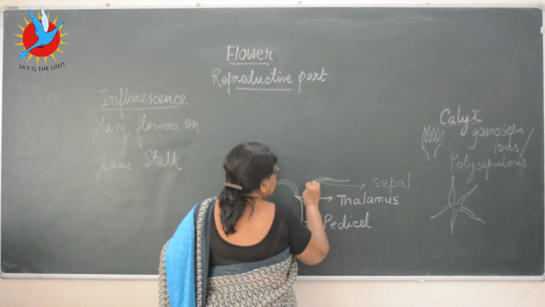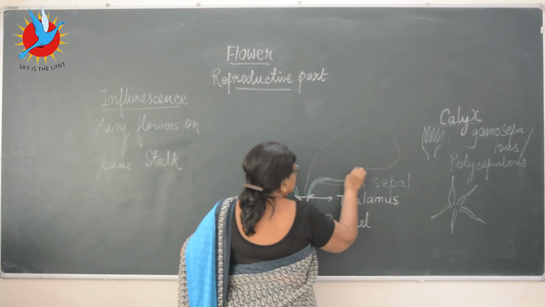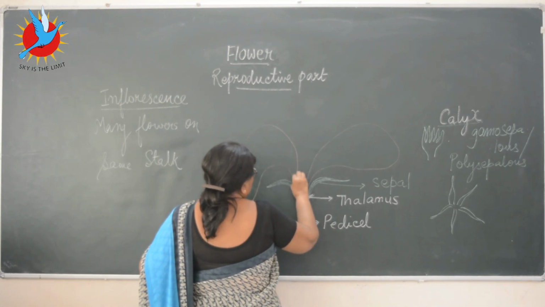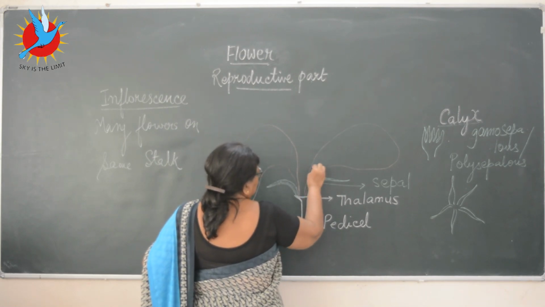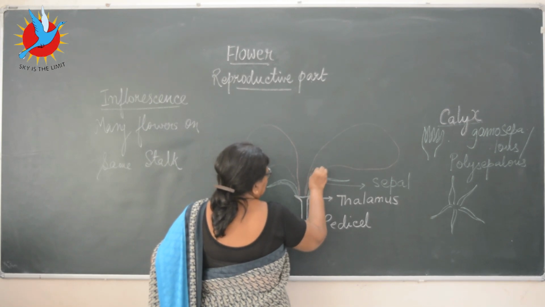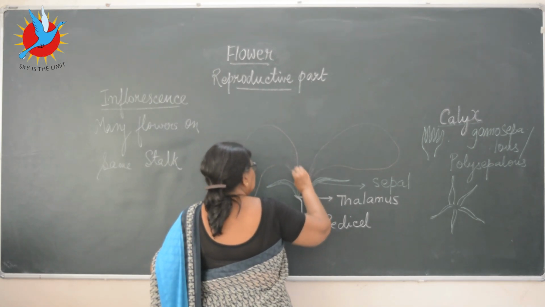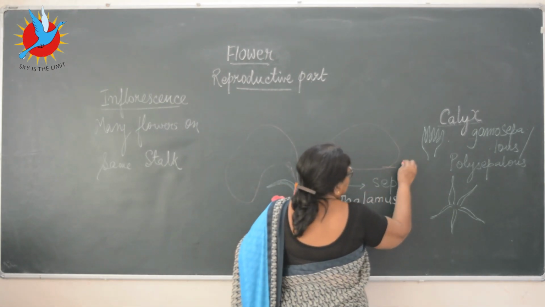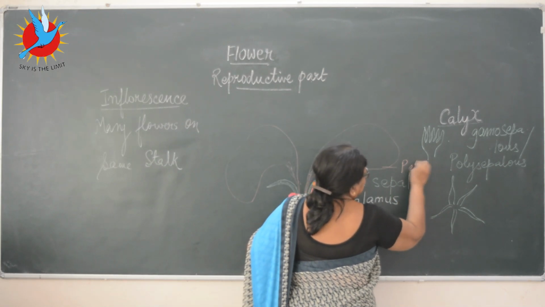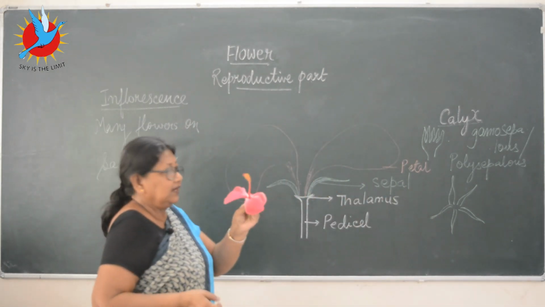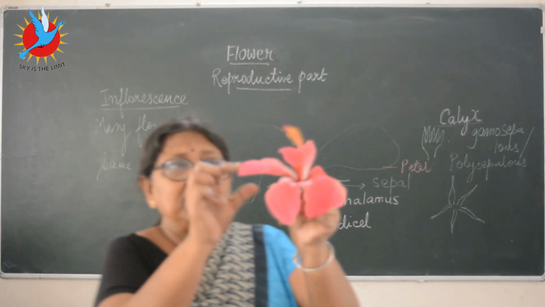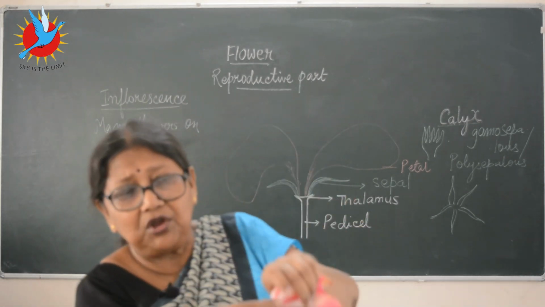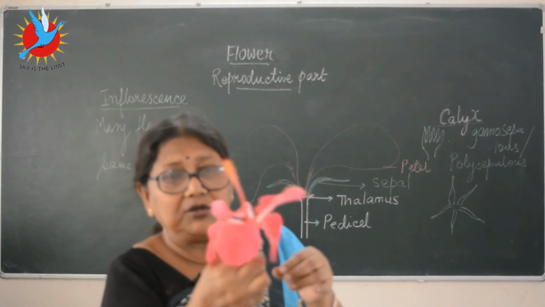I'm drawing the section of the flower. So, this is the individual part of the corolla and each one is called the petal. So you can see each one is a petal, but all the petals together make this second whorl. You can see it from outside also. The second whorl, this is called the corolla.